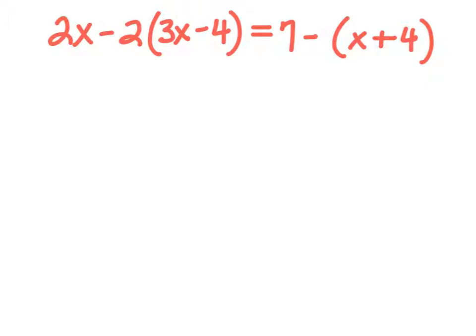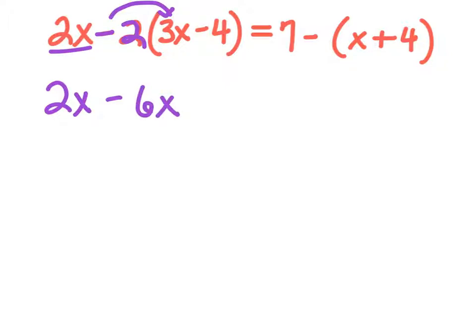All right, let's take a look at this problem. We're not going to solve it all the way, but I want you to go ahead and rewrite it using the distributive property, and then we'll just check the first step. So push pause and try that out. All right, now that you've had a chance to try it, so again, the 2x just stays. And then this -2 right here, I need to distribute that to the entire parentheses. So -2 times 3x is minus 6x.